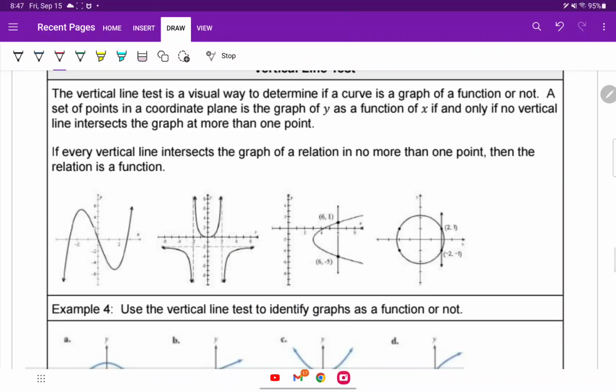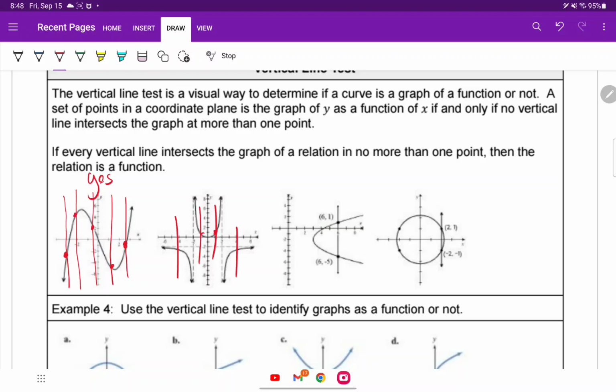Okay, so let me go ahead and show you these examples here. So for the first one, now we do multiple tests. We don't just do one. So I'm gonna draw a vertical line. So there's one, notice it only hits once. Here's another one, only hits once. Here's another one, only hits once, and once. And you notice my lines are a little off, my bad. But never hit more than once, so yes, this is a function because it does pass the vertical line test. Over here, once. So every time it hit only once, so again, yes, it is a function.